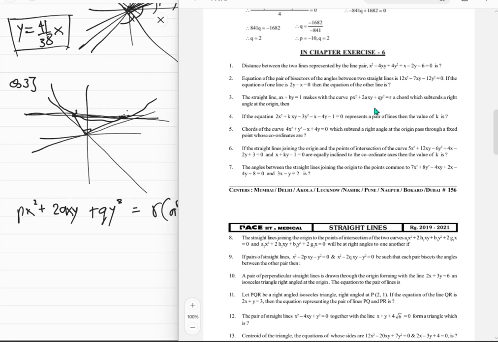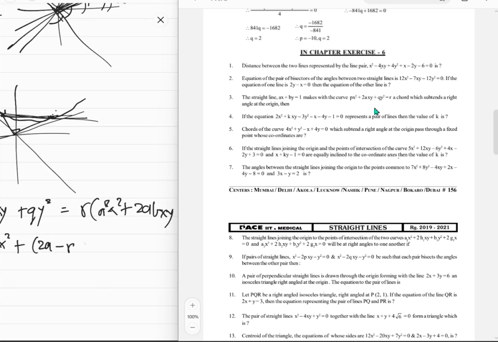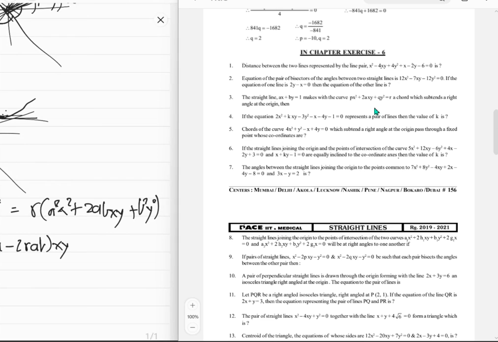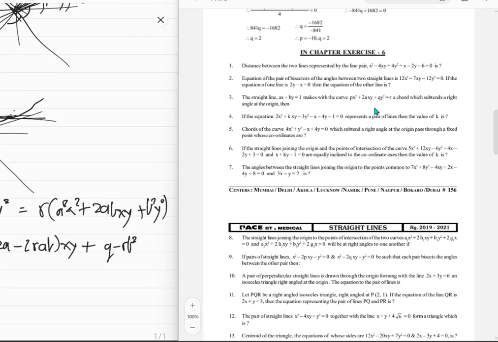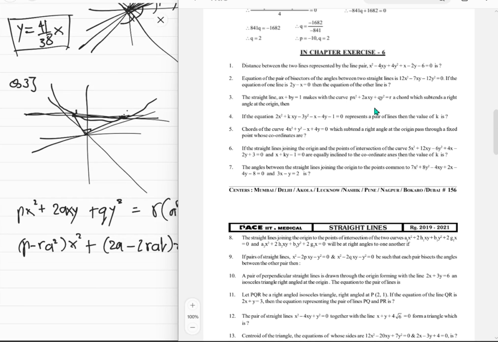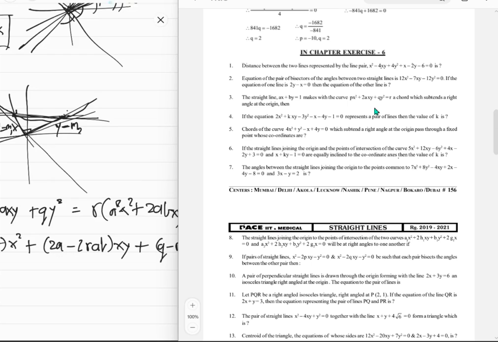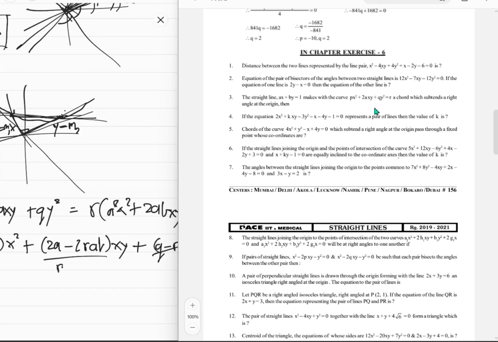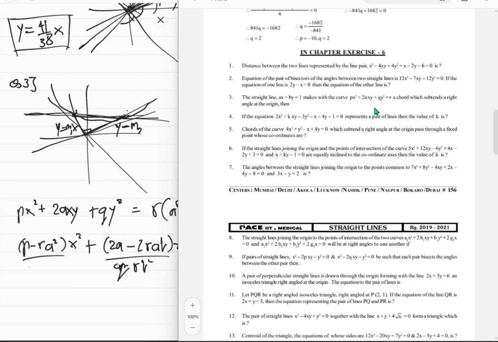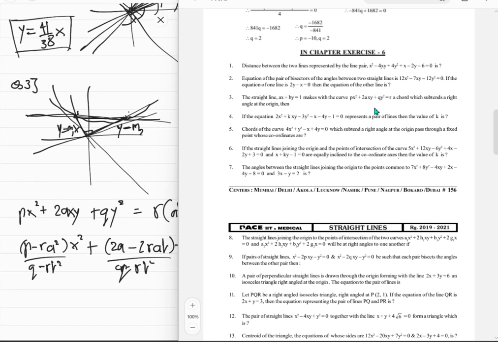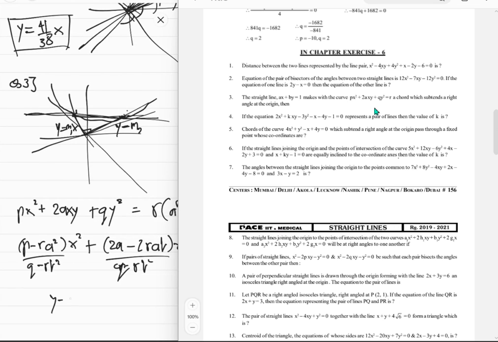And that means that we just need to find what the slopes are, right? So what's this? (p minus r a squared) times x squared plus (2h minus 2rab) times xy plus (q minus r b squared) times y squared equal to 0. So this is a pair of straight lines, right? We know that this line is y equal to m1x and this one is y equal to m2x. Then if I divide everything by q minus r b squared, this equation, which has 1 as the coefficient of y squared, is the same thing as (y minus m1x) times (y minus m2x) equal to 0.